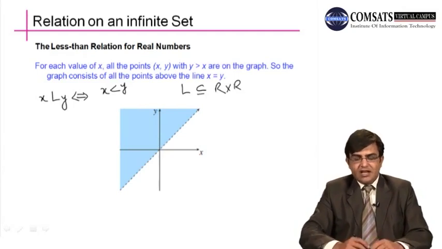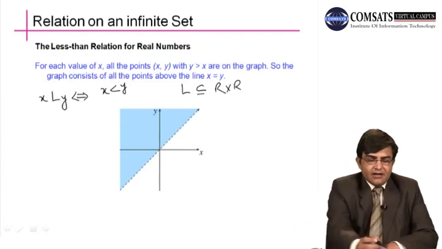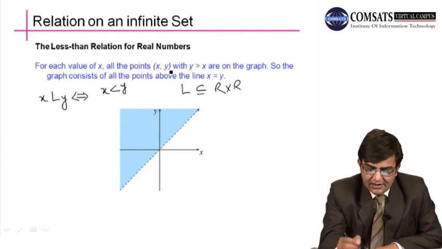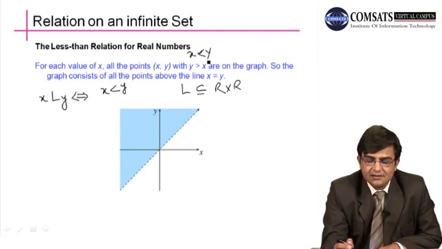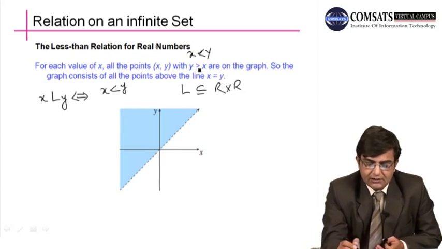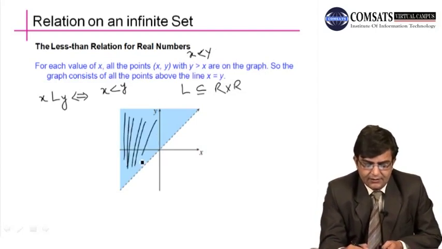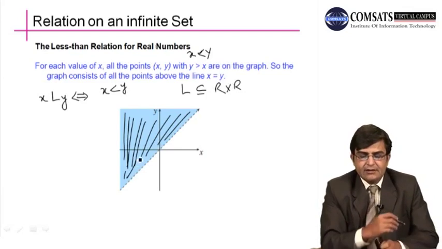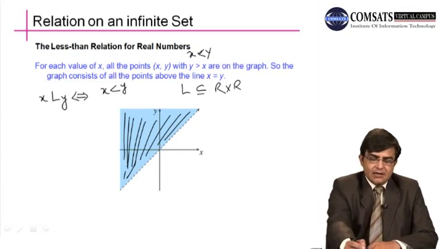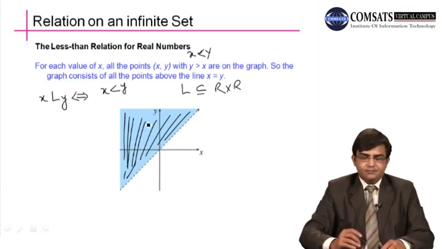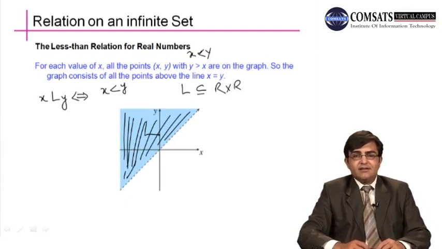Now we can express L on the Cartesian plane as a subset of R cross R. For each value of x, all points x, y such that x is less than y, or we can say y is greater than x, both are the same. On the graph we can express this like this, because in this region y is always greater than x, or x is always less than y. So this is the relation L. Graphically we can express this relation like this.